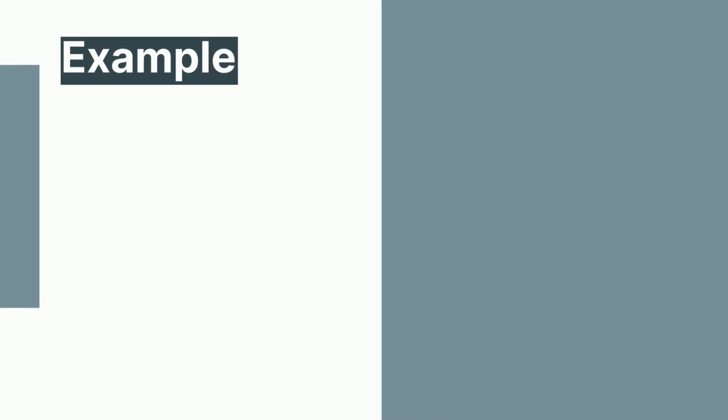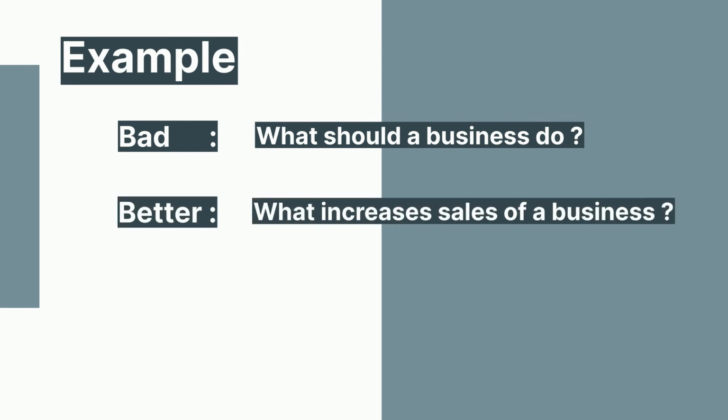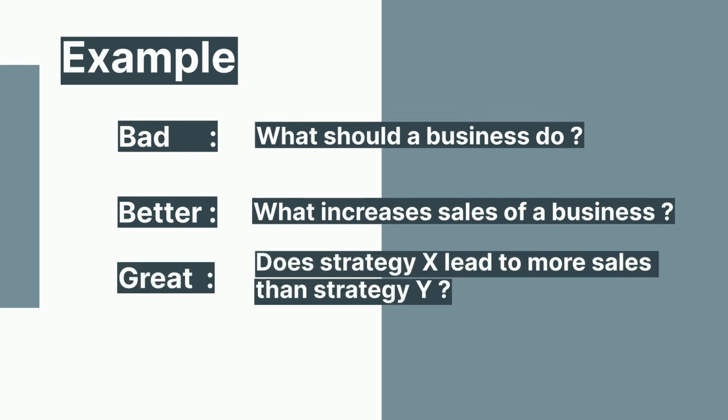Okay, let's go through another example. Another example of a bad research question could be, what should a business do? And that's very vague because, what should a business do in order to achieve what? To increase employee satisfaction, to increase sales, to become more sustainable. What is the goal here? So a better example could be, what increases sales of a business? And now it's clear that we need to measure sales, but it's still rather open-ended about the potential causes of sales increases. So a great example here could be, does strategy X lead to more sales compared to strategy Y? Now it's clear that we need to measure the sales achieved with strategy X and the sales achieved with strategy Y, and compare the two to each other.